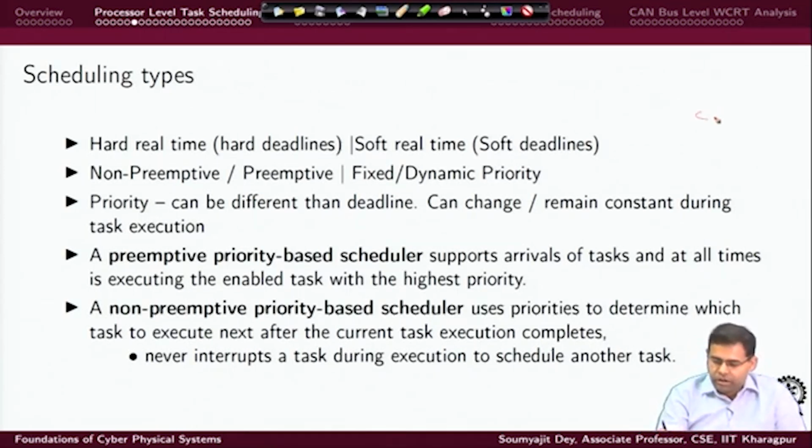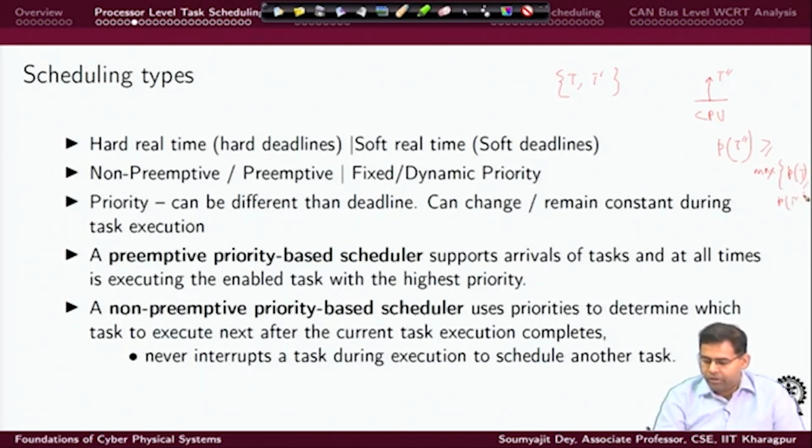So, let us say you have this CPU and you are executing some task. Now, if this task t is executing, let us say you have t prime which are waiting, and let us say this is t double prime, then the priority of t double prime must be greater than or equal to the max of the priority of t and the priority of t prime, right. That is why this is executing.